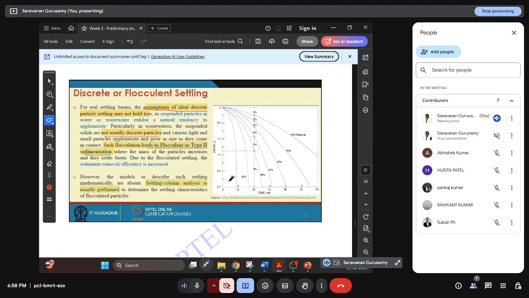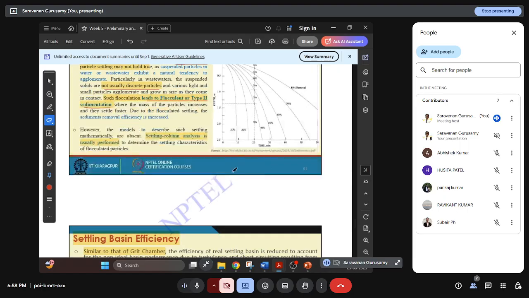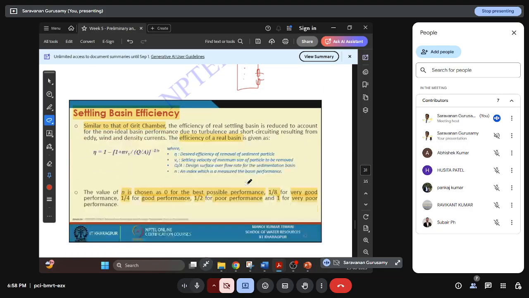Settling column analysis is used to find how the settling will happen. We have a column and we have different openings. At different times, we can see how much particle is coming out, and we can close and open the openings. This test we will do in the environmental engineering laboratory. So this is the settling column analysis. All the water is fed into the column, and at different times we can find how the particles are settling.